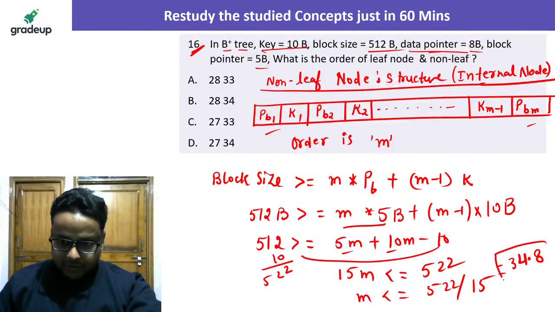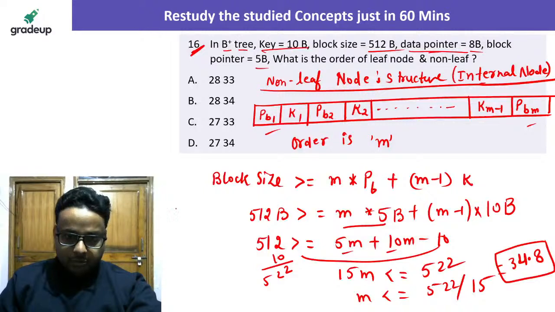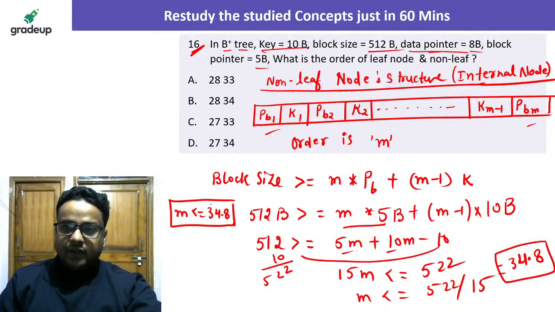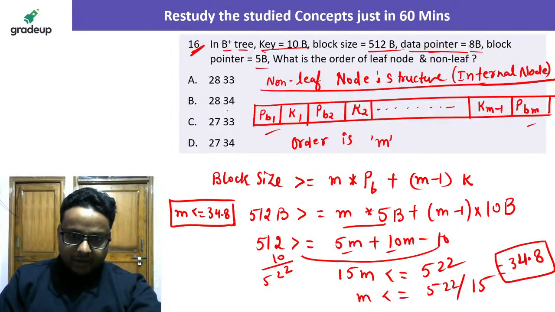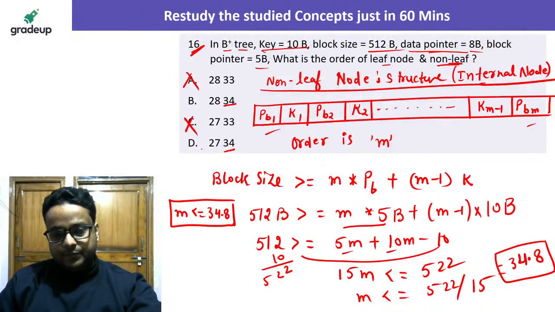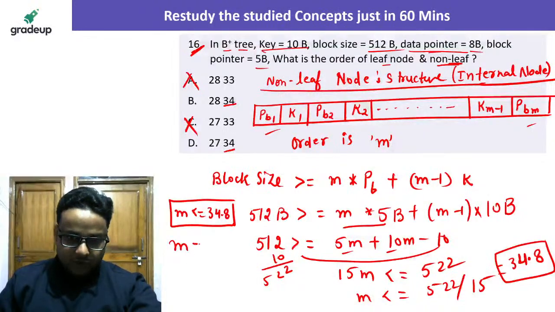34.8. So m should be less than or equal to 34.8. So definitely we cannot take 35. We have to stop at 34. So the leaf node and non-leaf we have found. So it will be either this one or this one. So A and C cannot be the answer. So basically the m value will be 34.